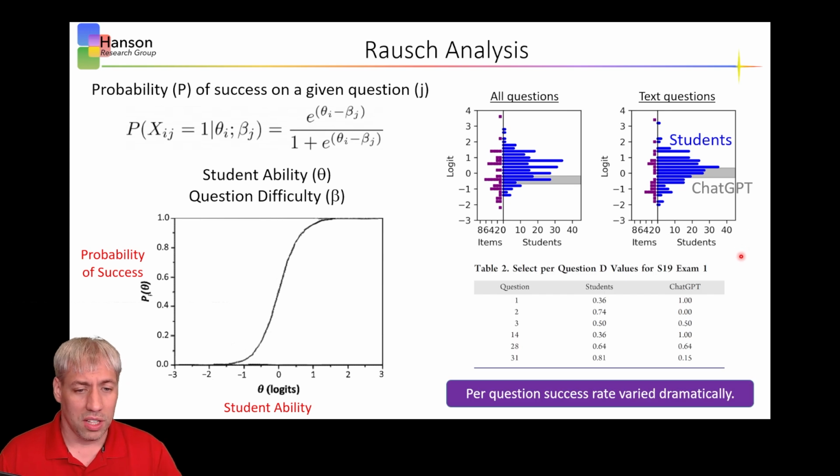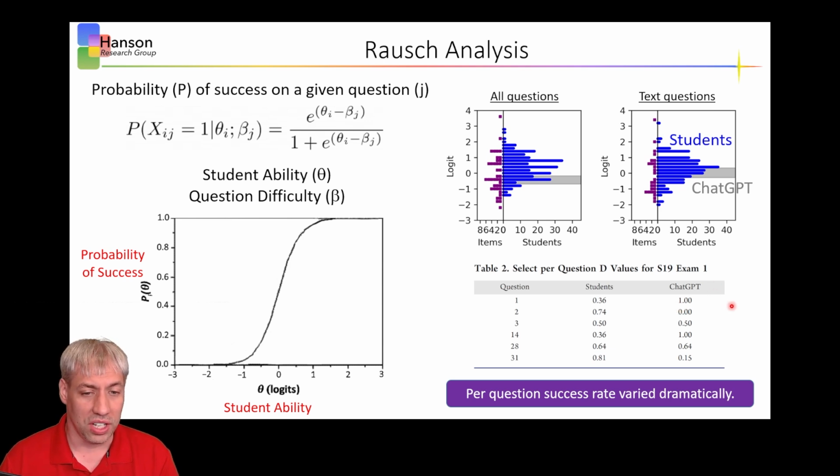But when we started to look at the per question outcomes, there were some striking differences between students and ChatGPT. Despite ChatGPT being an average student, it didn't answer the same questions correctly or incorrectly. Here you can see an example where on question 1, student success rate was 36% and ChatGPT was 100%. Alternatively, on question 2, students were at 74% and ChatGPT got it wrong every single time. The per question success rates vary dramatically between students and ChatGPT.